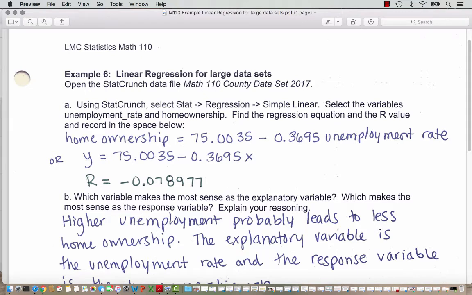So the first line, I've written down how you can write the regression equation in terms of homeownership and unemployment rate for the variables. In the second line, I've written the equation in terms of x and y. You don't have to do it both ways. Your preference is fine. And then I've recorded our correlation. It's a negative correlation because we have a negative slope or a slight negative association, and it's a pretty low correlation.